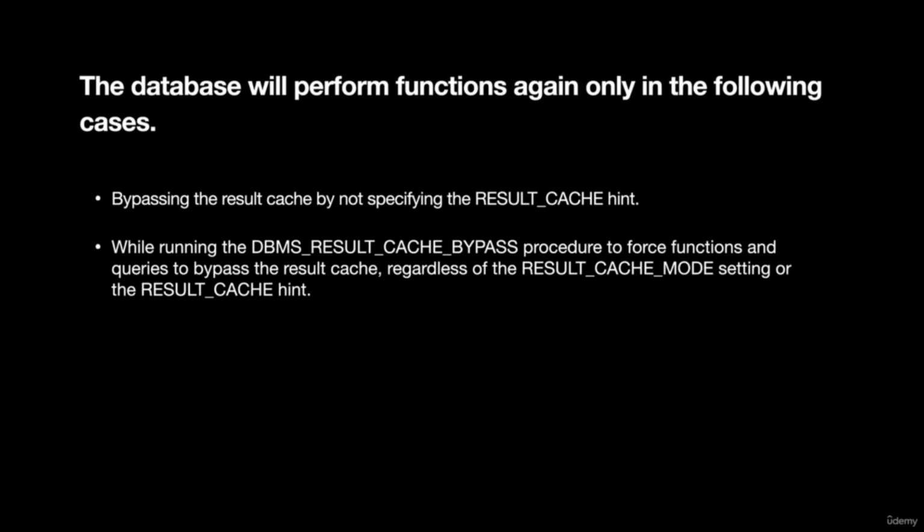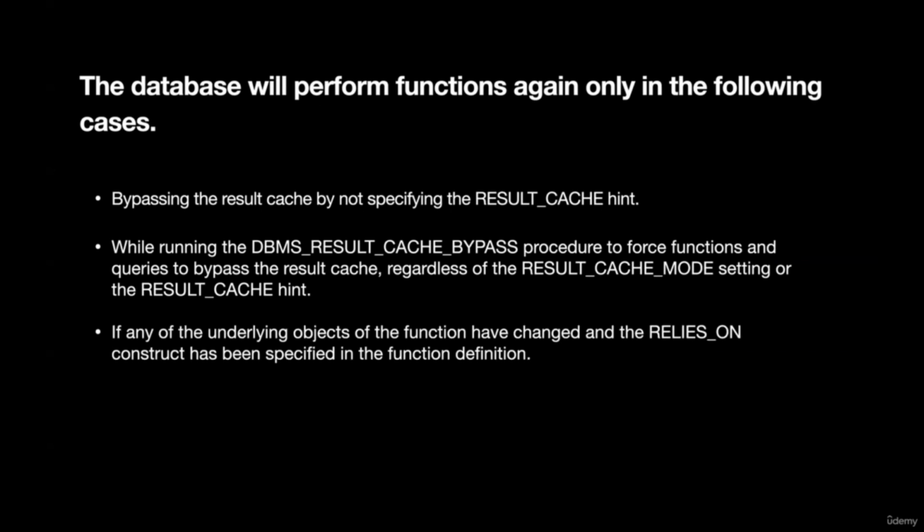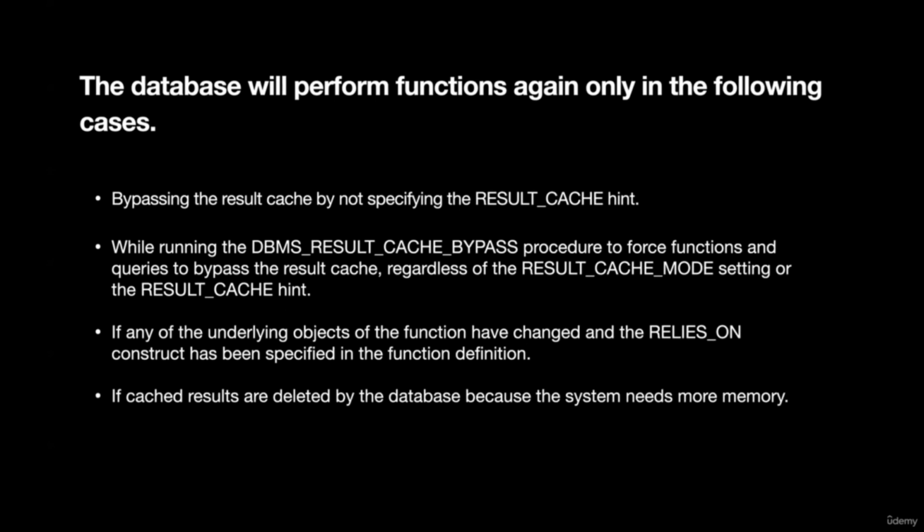The database will perform functions again only in the following cases. First, bypassing the result cache by not specifying the result cache hint. Second, while running the DBMS_RESULT_CACHE.BYPASS procedure to force functions and queries to bypass the result cache, regardless of the result cache mode setting or the result cache hint. The third one, if any of the underlying objects of the function have changed and the RELIES_ON construct has been specified in the function definition. And the last one, if cached results are deleted by the database because the system needs more memory.